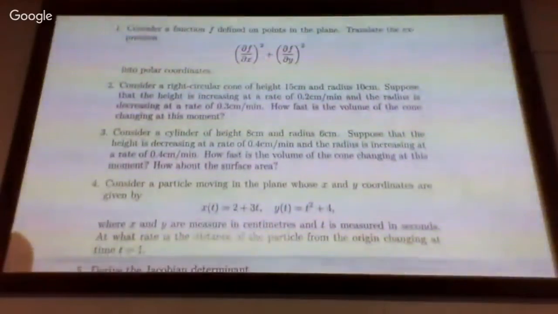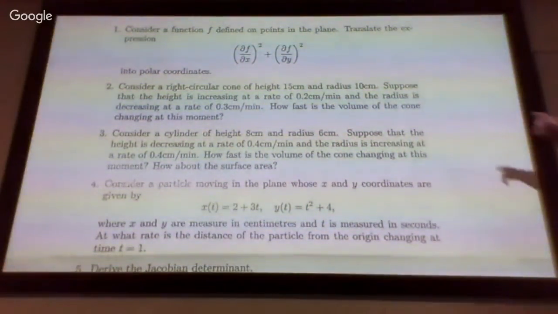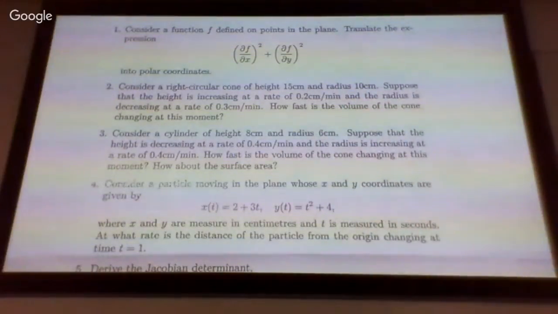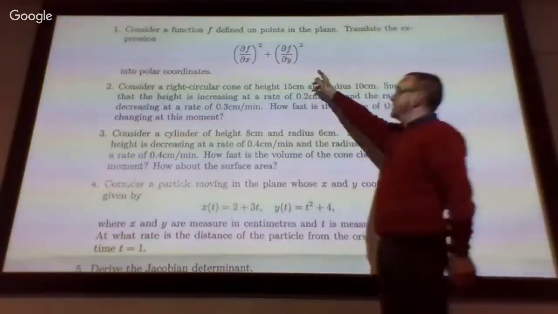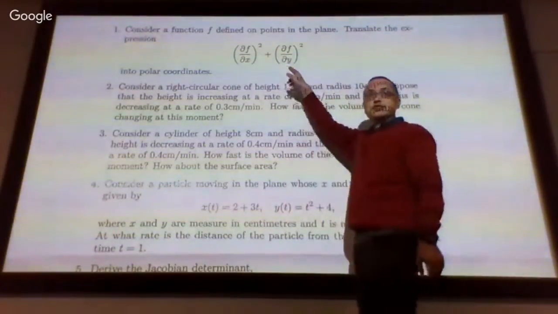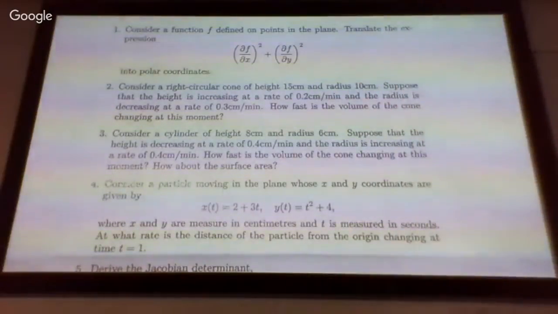So in the first question, we're given, again, this is quite similar to the question we did in the lectures. I might go through this now. So here we've got a differential expression in terms of the Cartesian coordinates, and we'd be interested in translating it into the new polar coordinate system.